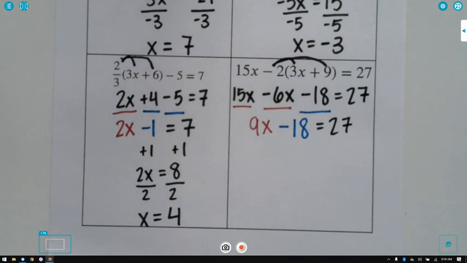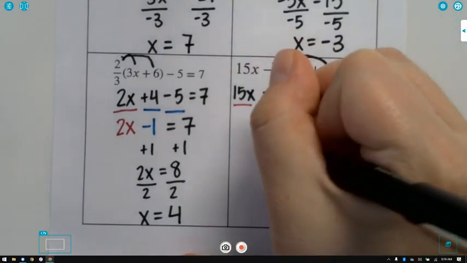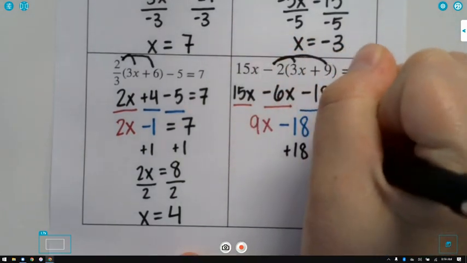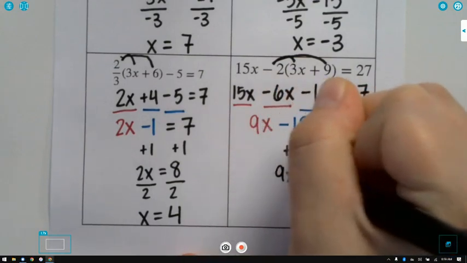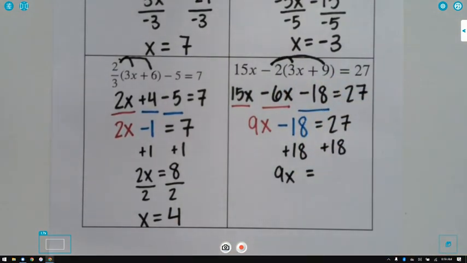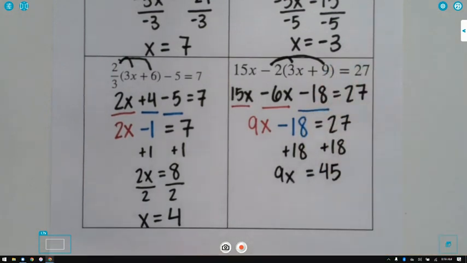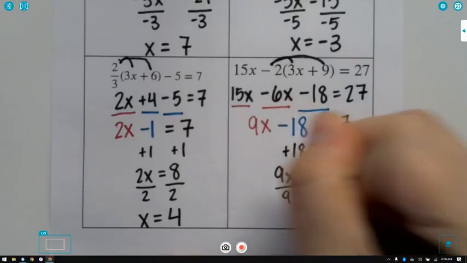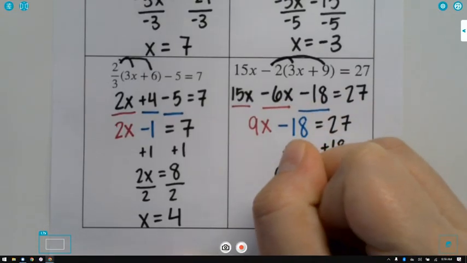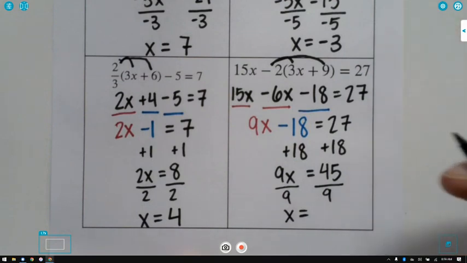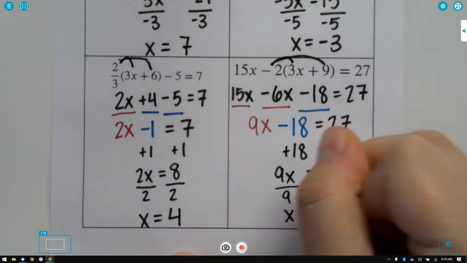Okay, finish it out like a normal equation. Add 18 to both sides. You get 9x equals 27 plus 18 is 45. And then we can divide both sides by that 9. And we get x equals 45 divided by 9, which is 5.